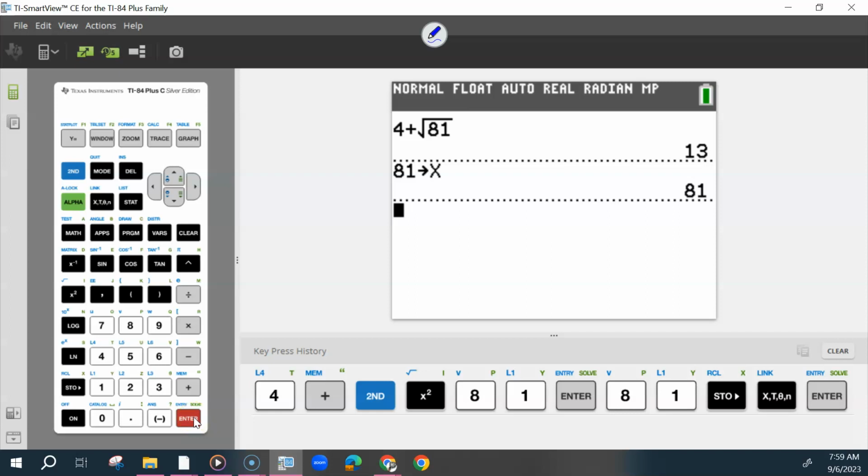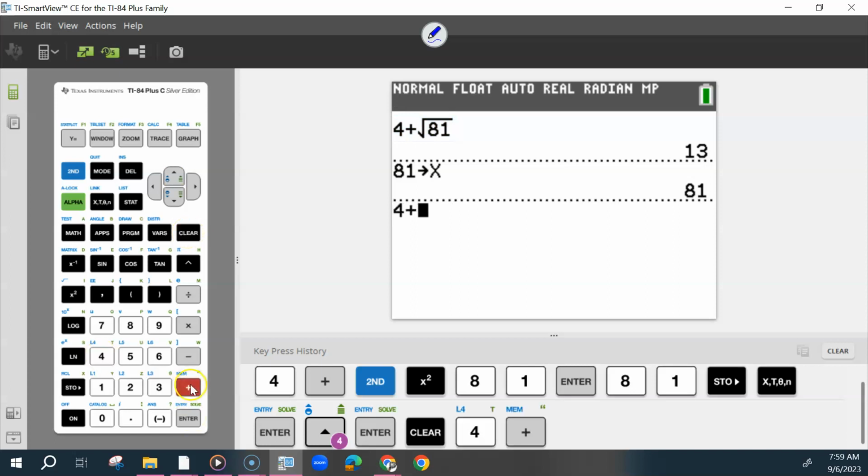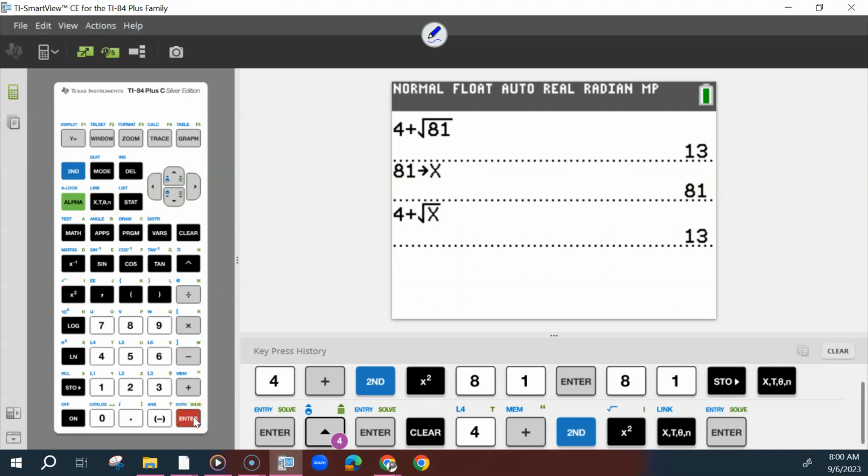So that way when I redo this, I'm going up to grab this, but you may have to type it in. Actually, let me just type it in. 4 plus the square root of x. Now it will solve it as if x is 81. So you can do it with a variable, you can do it with just a number, that is completely up to you. Say that one more time. Second plus 7, 1, 2. How do I write the square root? Square root is in blue above x squared, so second x squared.